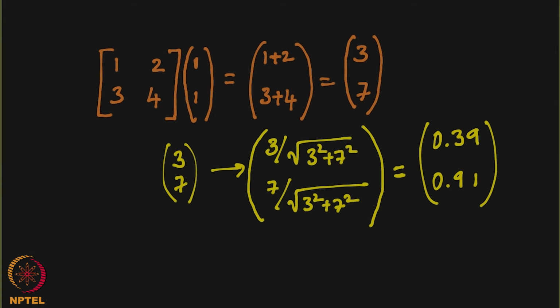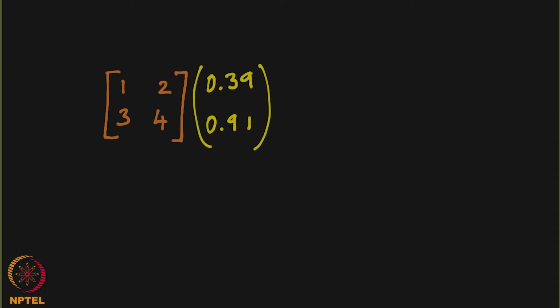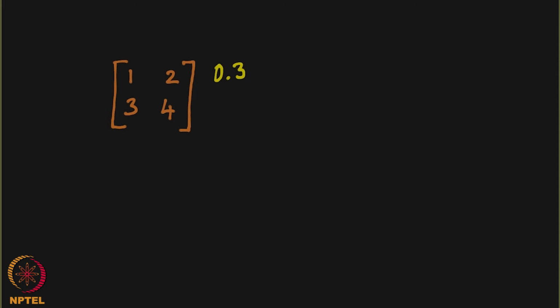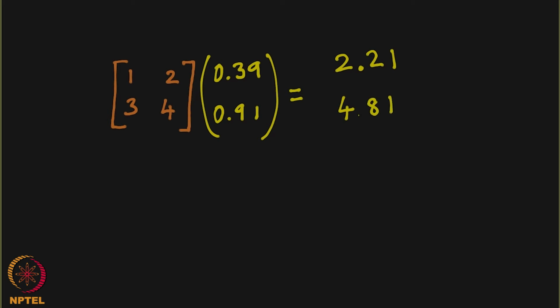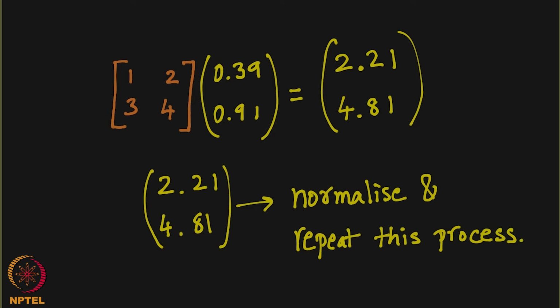What if I take these two things? Look at this from the previous slide. I simply take this 0.39 and 0.91 and I apply the 1, 2, 3, 4 matrix on it. Okay. What do I get? My calculator says I get 2.21 and 4.81. Again, I repeat this process. I normalize this and I see, as I keep repeating this process, what exactly do I get?